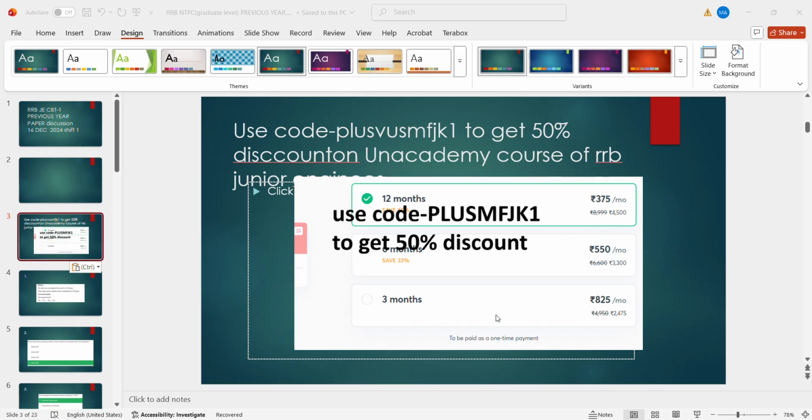Next question. Write the expanded form of 8a plus 3b plus 9c whole square. Here also you will use the same formula: a square plus b square plus c square plus 2ab plus 2bc plus 2ca. The answer will be 64a square plus 9b square plus 81c square plus 48ab plus 54bc plus 144ac. Next.